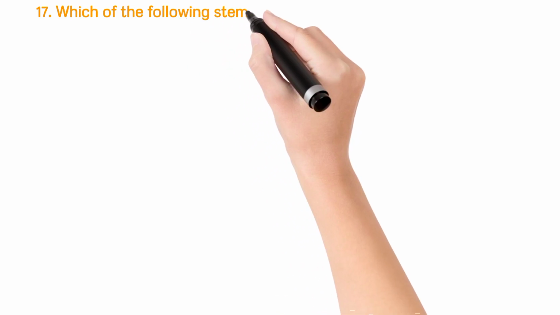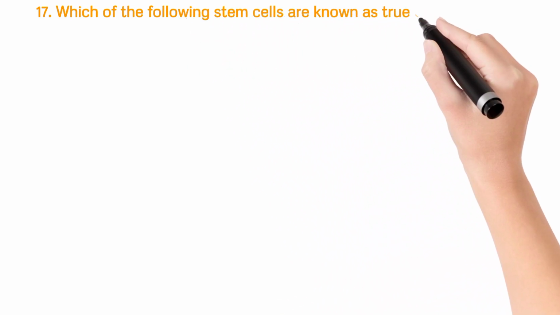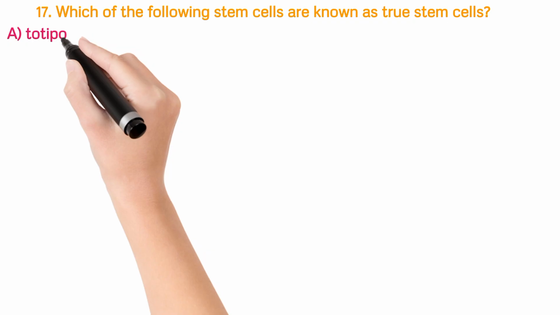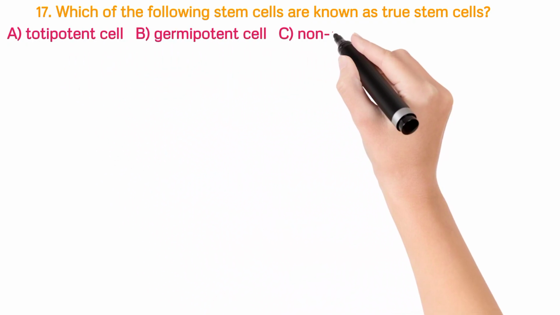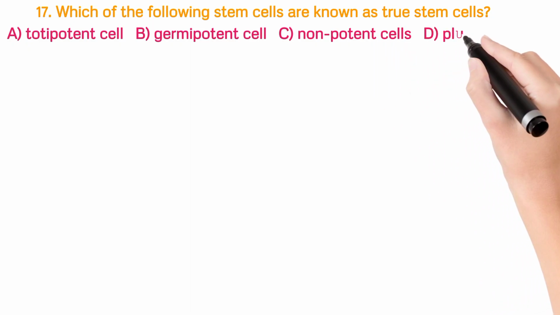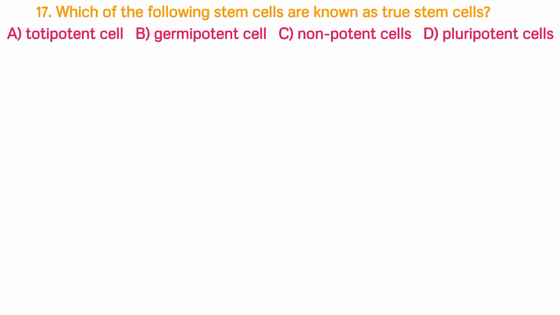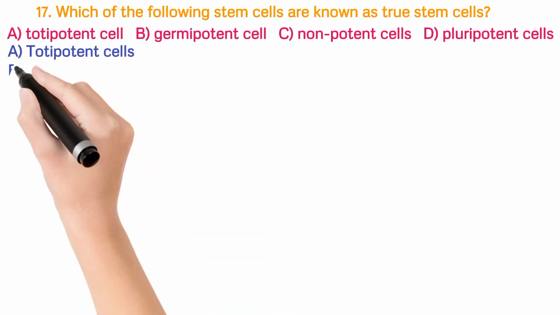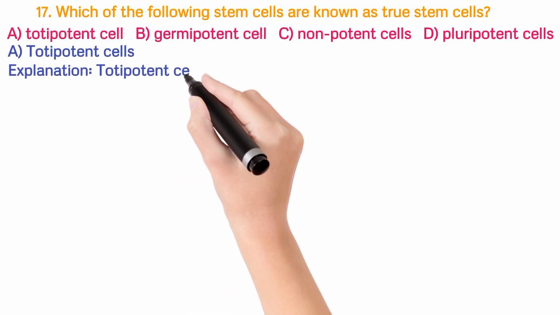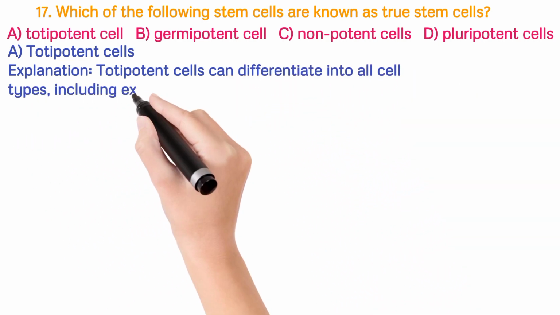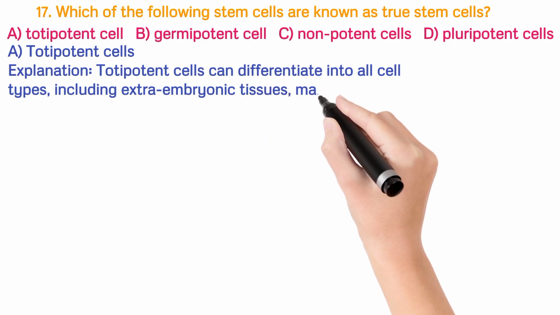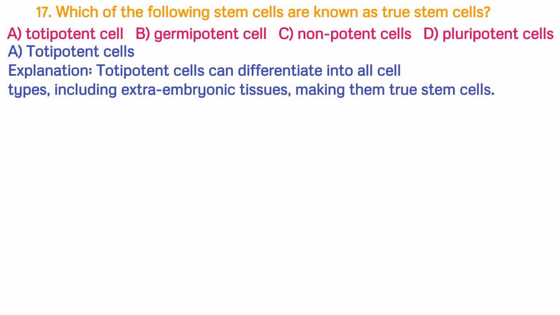17. Which of the following stem cells are known as true stem cells? A. Totipotent cell. B. Germipotent cell. C. Non-potent cells. D. Pluripotent cells. And the correct answer is A. Totipotent cells. Explanation: totipotent cells can differentiate into all cell types, including extra-embryonic tissues, making them true stem cells.